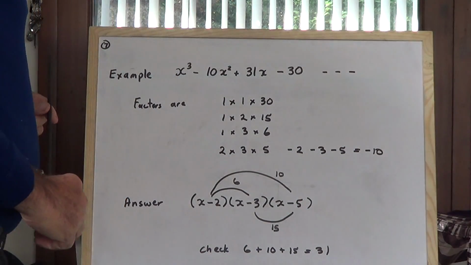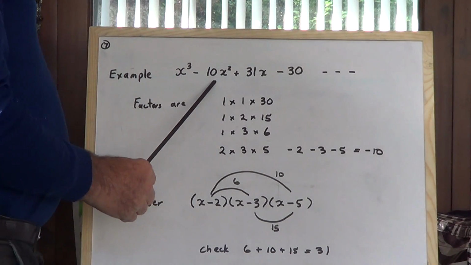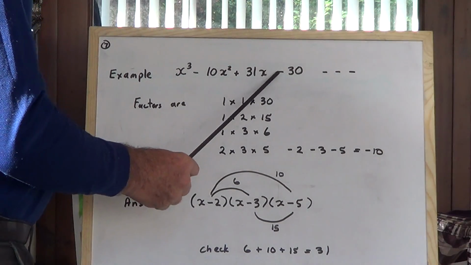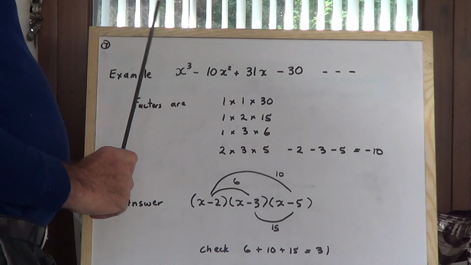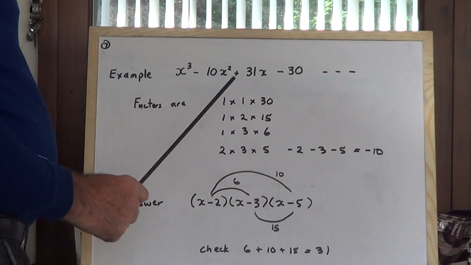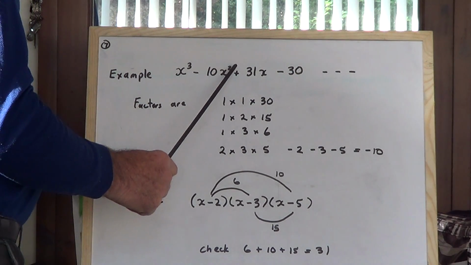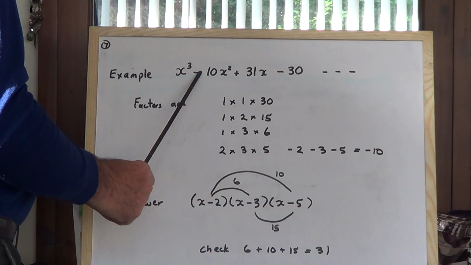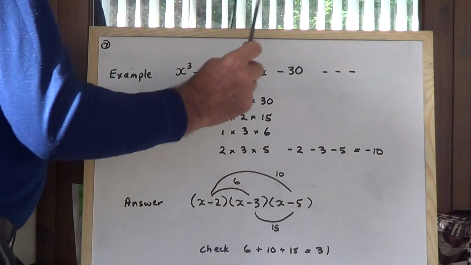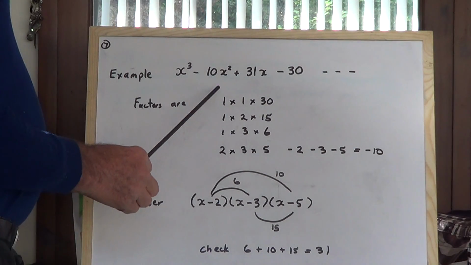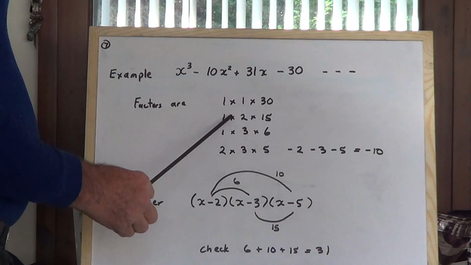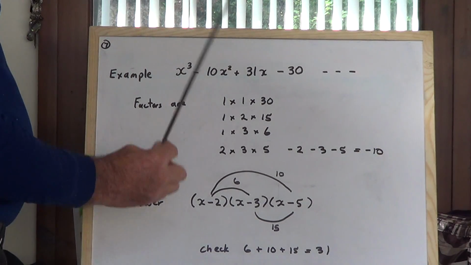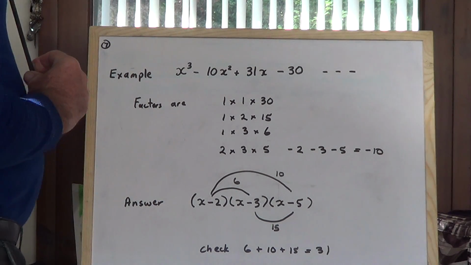Here's the final example. X cubed minus 10x squared plus 31x minus 30. It's negative on the end, so there's either one negative or three negatives, and we look in the middle. It's positive for the middle term and negative for the front term, so there's three negatives. So the factors of 30 are 1, 1 and 30, 1, 2 and 15, 1, 3 and 6, 2, 3 and 5. And it's quite simple.